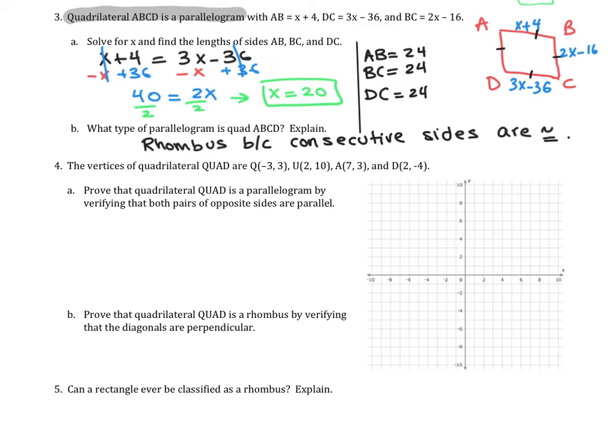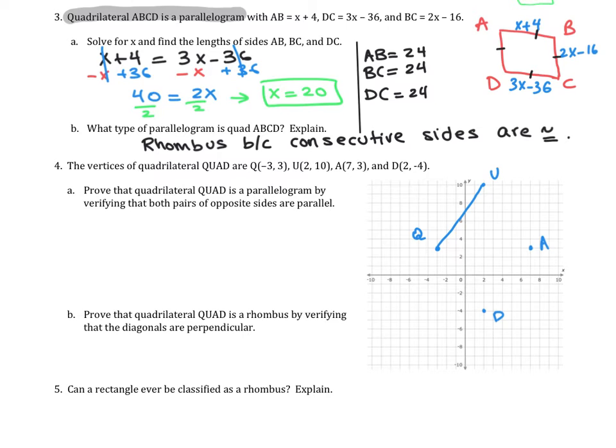The vertices of quadrilateral QUAD are Q (negative 3, 3). So let's go ahead and plot that. And so that's Q. U is (2, 10). So that's U. And A is (7, 3). So that's A. And D is (2, negative 4). So that's D. So I'm going to connect them.